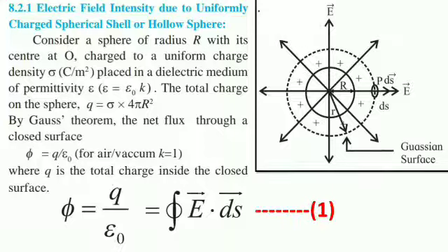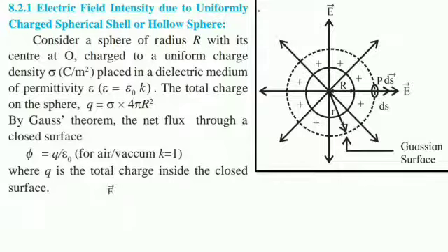Now what we have to find here is to derive a formula for electric field intensity. Fine. Now let's see what steps are involved here. So let's discuss that first, then we will derive the expression for electric field intensity due to a uniformly charged spherical shell or hollow sphere.